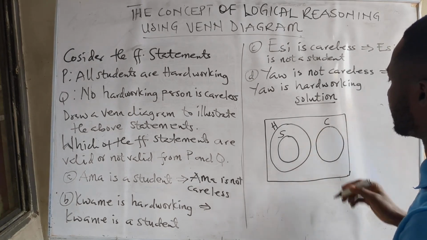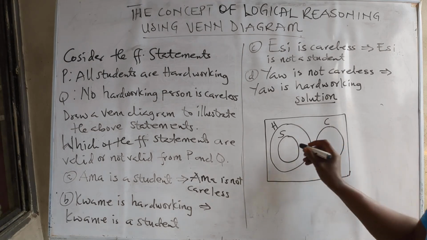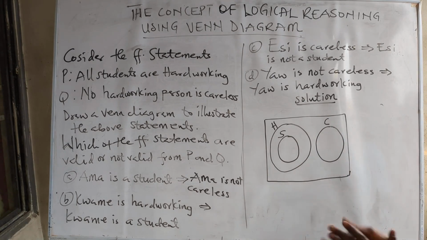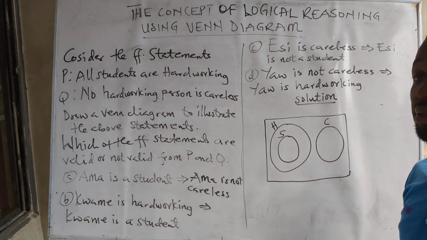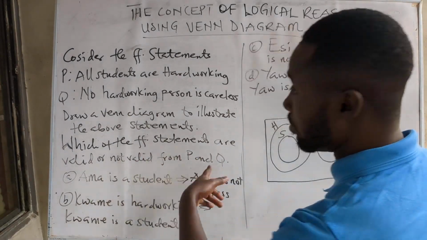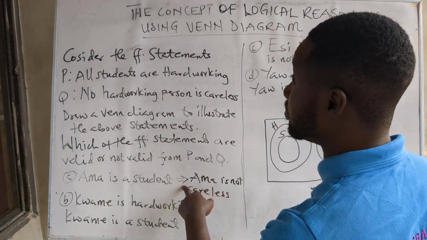So let's say careless is C. This is what we are going to have. People that are hardworking and careless will not meet. So we are done with our Venn diagram. That is all. So simple. Which of the following statements are valid or not valid from P and Q? Amma is a student. Therefore, this sign implies.